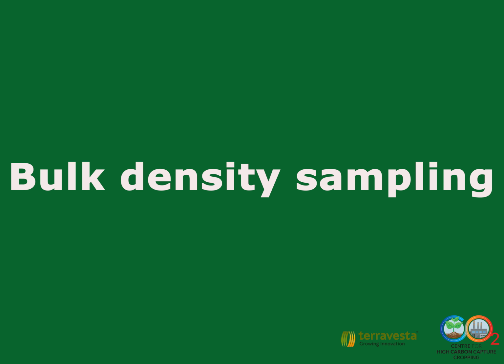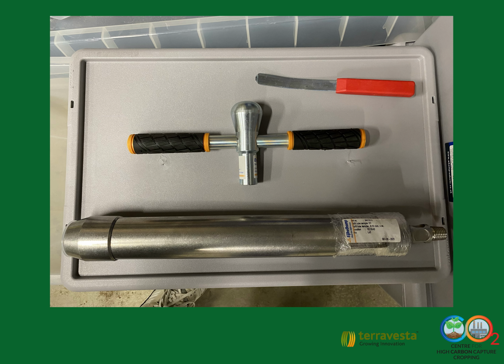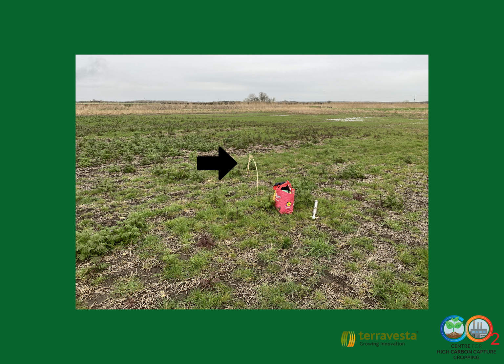In Terravesta's case for taking bulk density samples, we used a 40 cm split tube corer. This required us to use the full 40 cm of length in order to obtain the deeper 30 to 35 cm samples. Before coring, choose an appropriate location within 5 metres of the central plot point and record the location.